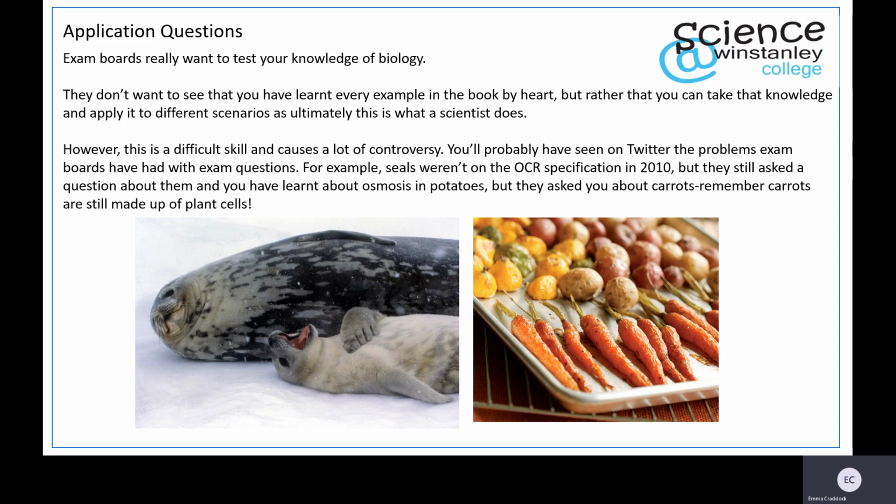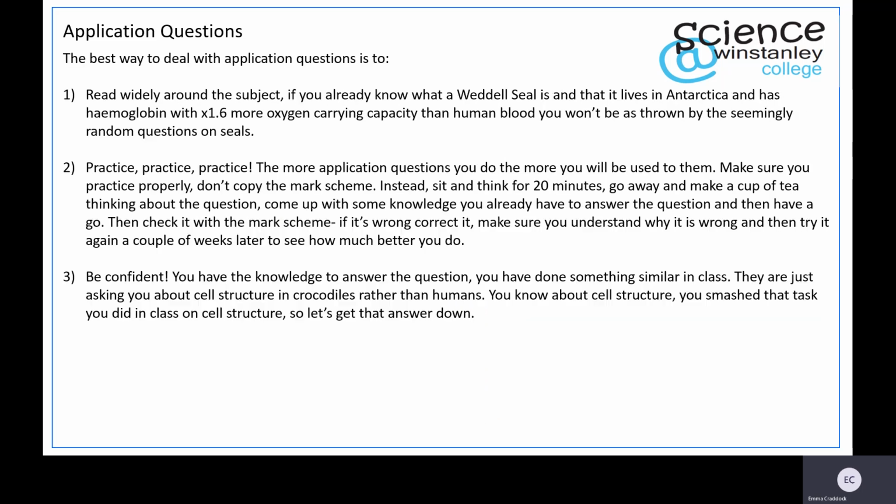However, it's a really difficult skill and it causes a lot of controversy. If you're on any social media, you will see at this time of year in exams, you will have a lot of controversy. So, for example, seals weren't on the OCR specification in 2010, but they still asked a question about them. Also, we did the practical about osmosis in potatoes, but then they asked you about carrots. But remember, carrots are still made up of plant cells, so you know the answer to that question.